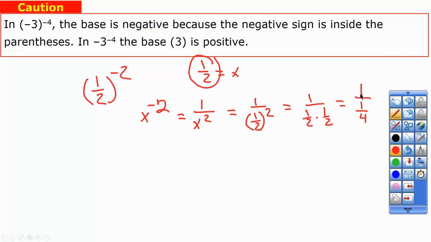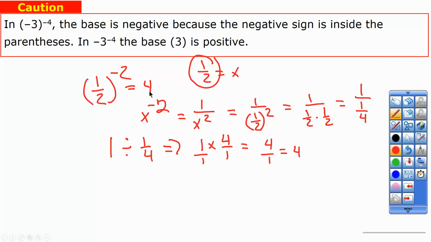So now we take a look at this. It's 1 divided by 1/4. And how do you divide fractions? 1 divided by 1/4 is the same as keep it, change it, flip it. 1 times 4 over 1. Multiply straight across, and you end up with 4 divided by 1, which is 4. So this is equal to 4. That's how you do that.